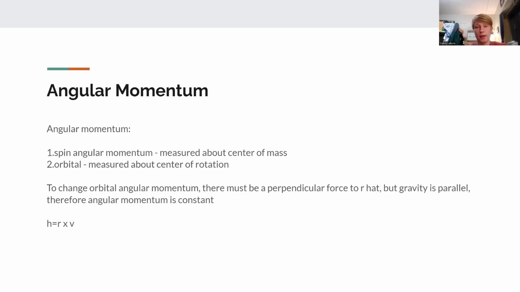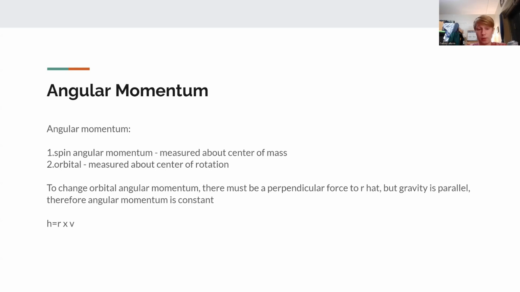Next is angular momentum. So spin angular momentum is referring to like the angular momentum of an object around its center of mass. Well, orbital, the one that I focused on, or one that's more important to orbital mechanics, is that momentum measured around a center of rotation. So, like the momentum of Earth's rotation around the sun.